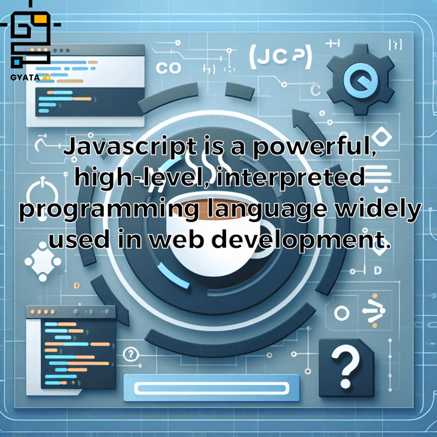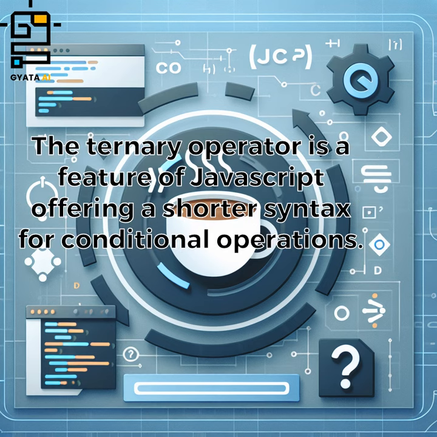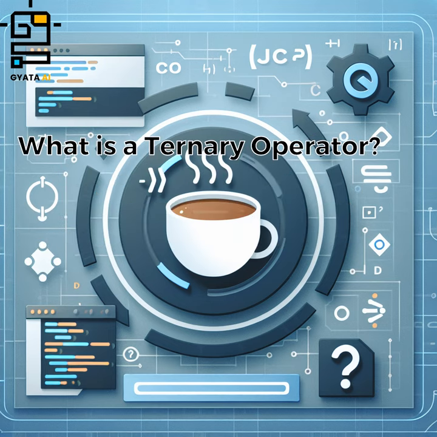Introduction: JavaScript is a powerful, high-level, interpreted programming language widely used in web development. The ternary operator is a feature of JavaScript offering a shorter syntax for conditional operations. What is a ternary operator?